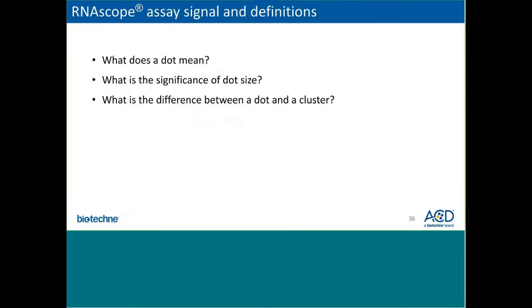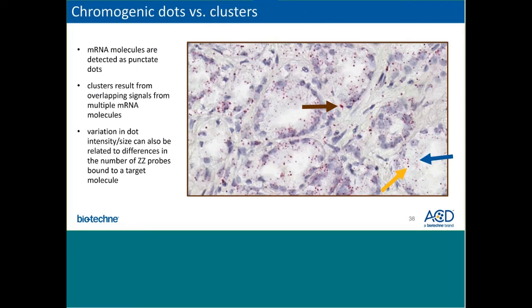Looking at the RNAscope and BaseScope assay, you may wonder, what does a dot mean? What is the significance of a dot size? And what is the difference between a dot and a cluster? In this image, the RNAscope chromogenic assay has been performed with the red chromogen. Signal appears as numerous punctate red dots of various sizes and intensities and few clusters. It is the number of dots and or clusters that are important rather than the size of the dot or the intensity of the dot.